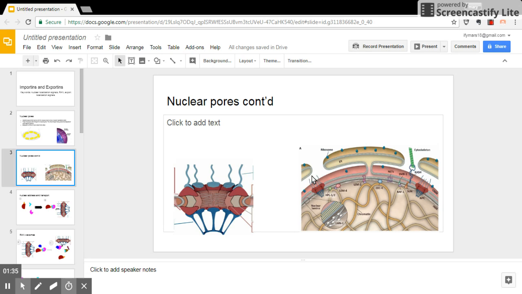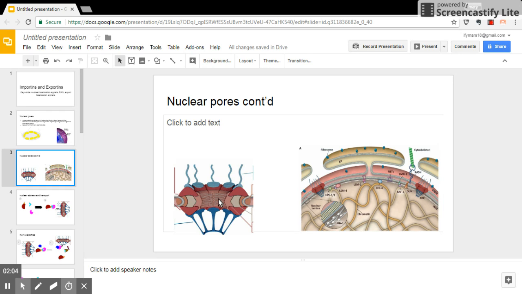If we zoom in on the nuclear pore, we'll see this mesh work right here that kind of looks like spaghetti, but not really. This is called the FG domain. It's made of phenylalanine and glycine, so those amino acids, and they're hydrophobic too.